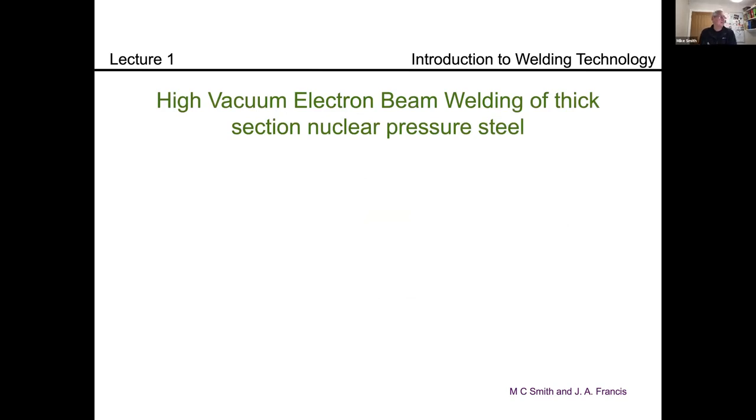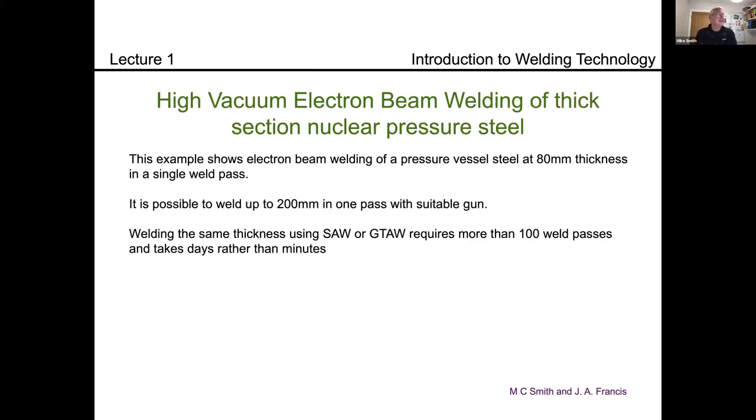So here's an example. We're going to weld a thick section nuclear pressure vessel steel. This example is an 80 millimeter wall thickness nuclear pressure vessel steel. That's 4 inches thick, and we're going to weld it in a single weld pass. And as I said, you could do this up to 200 millimeters if your gun was big enough.